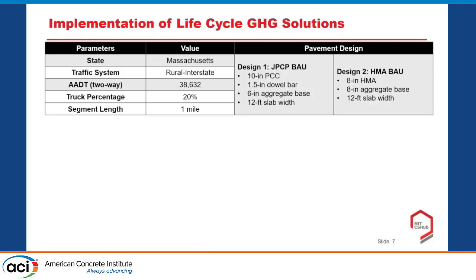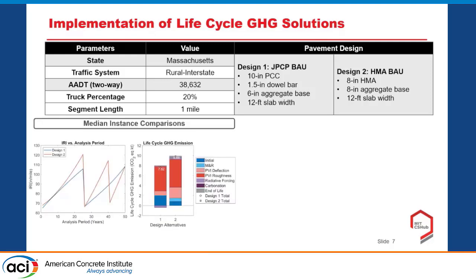For the JPCP design, based on the Massachusetts DOT design guide and pavement output, we found the 10-inch PCC with 1.5-inch dowel bars, 6-inch aggregate base, and 12 feet width is the most common and can make the design meet the threshold. And for the asphalt part, the 8-inch HMA, 8-inch aggregate base, and same slab width will also meet the threshold of the design performance.